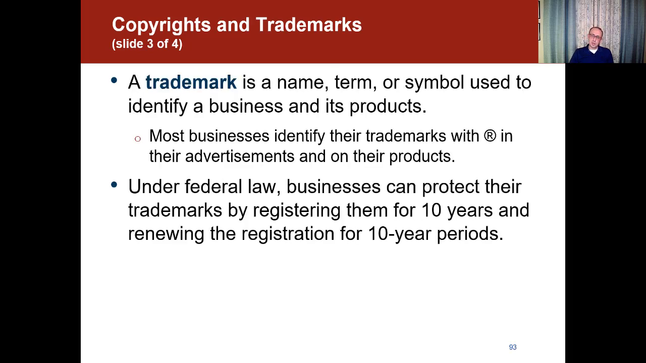A trademark is a name, term, or symbol used to identify a business and its products. So unlike copyrights, which is something like a song, a movie, or a book, a trademark is like Nike or McDonald's, the logo and the name. Most businesses identify their trademarks with the R in a circle, and sometimes they use the TM standing for trademark, and they use that for their advertisement on their products. Under federal law, businesses can protect their trademarks by registering them for 10 years, and then they can renew it for 10 years or keep doing it every 10 years.